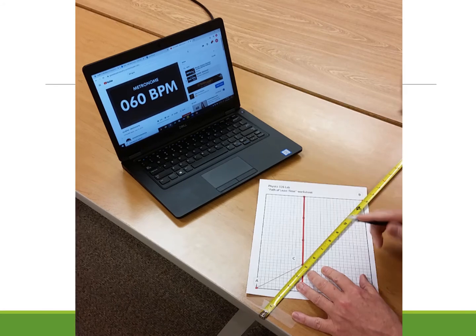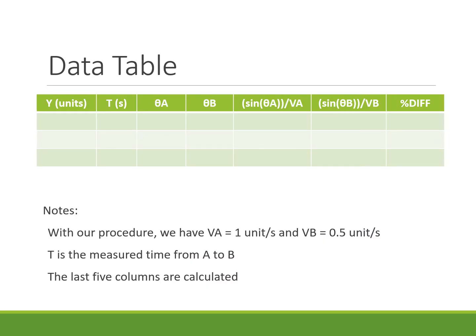And so we had beats from A to C and beats from C to B. We might have had to estimate a fraction of a beat when we landed on the endpoint of that segment. We would add that up, that we would want our total time from A to B to record in our data table. So now we can set up our data table.